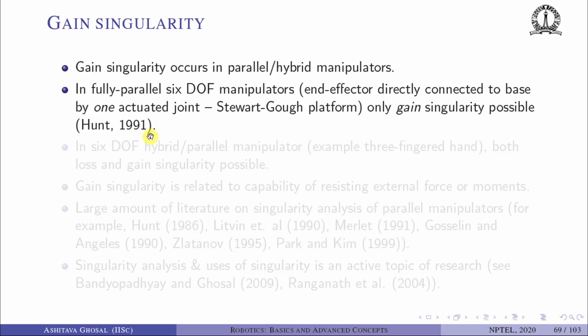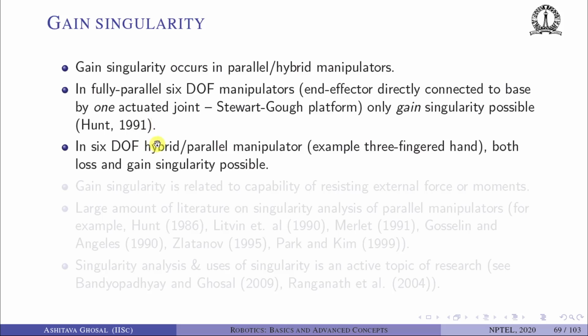This was shown by Hunt. We cannot have loss of degrees of freedom because it's a prismatic joint, and at the end only joint limits happen. There is nothing else happening in the range of motion of the joints.